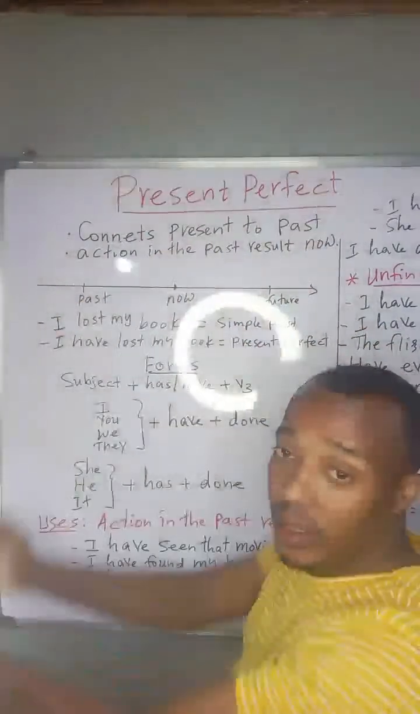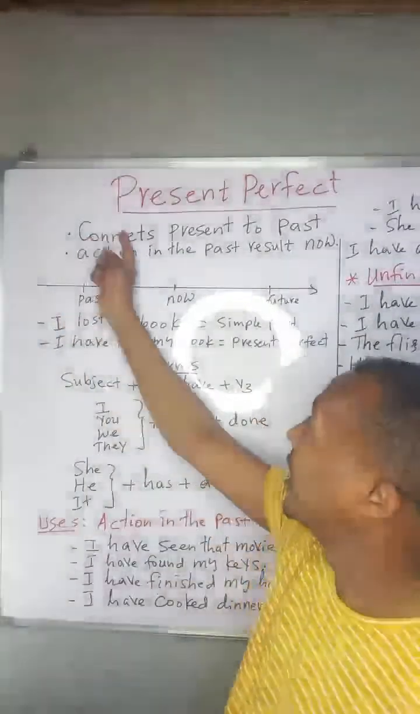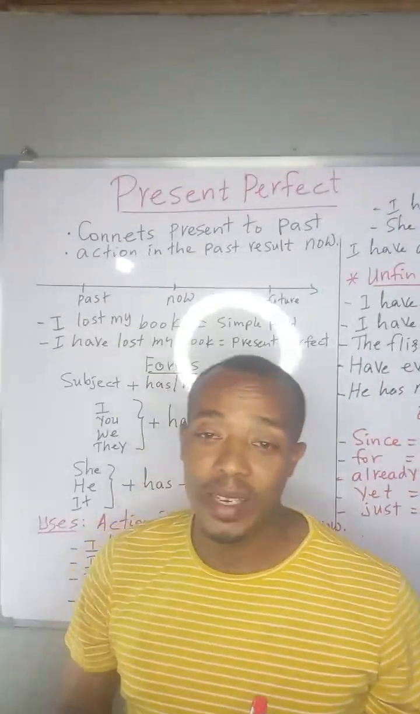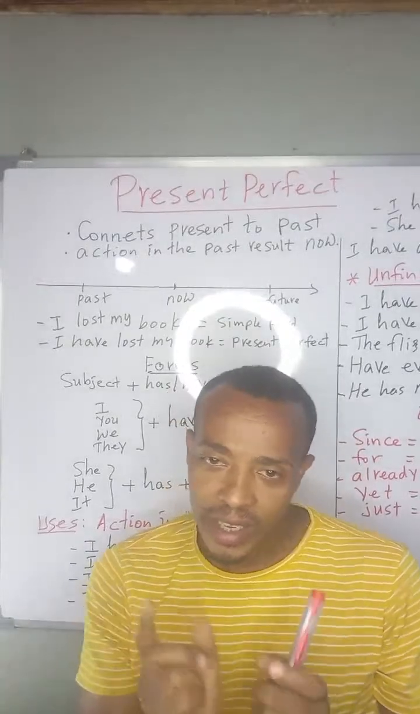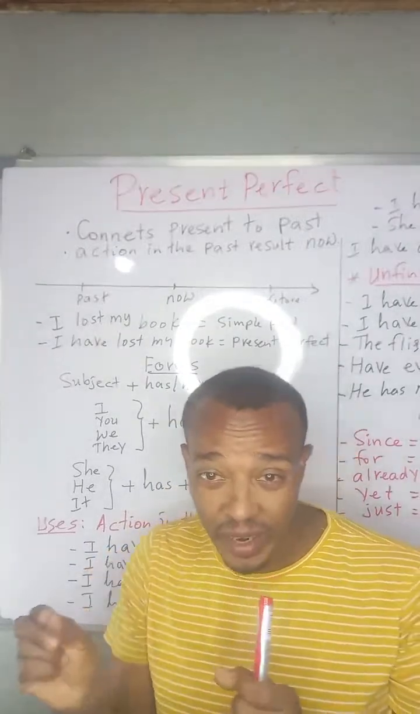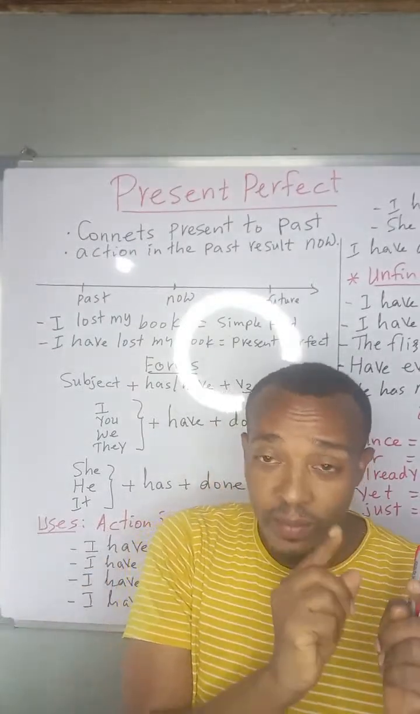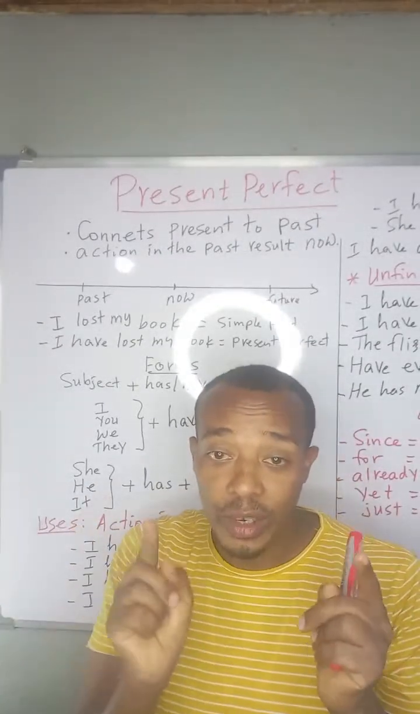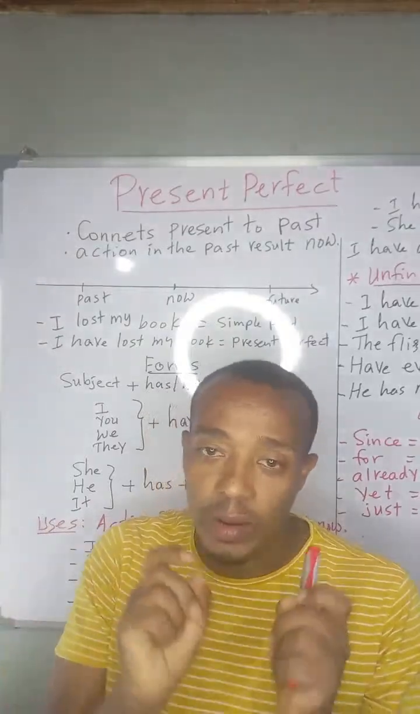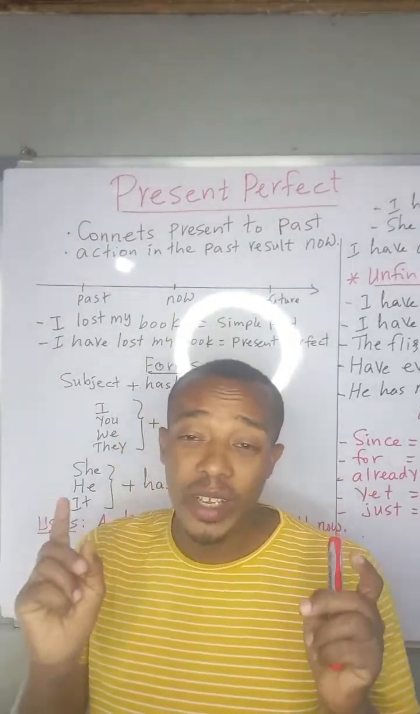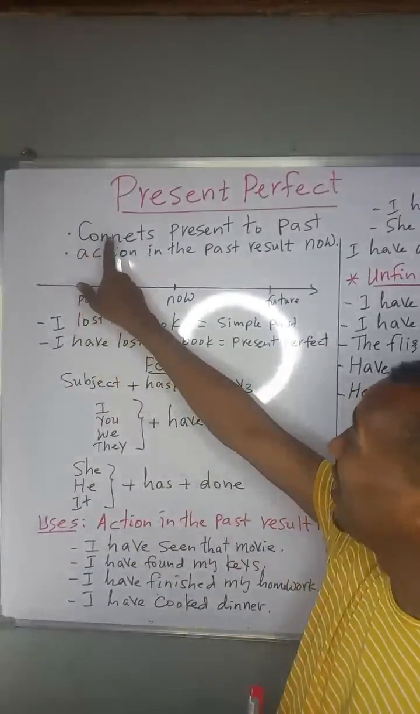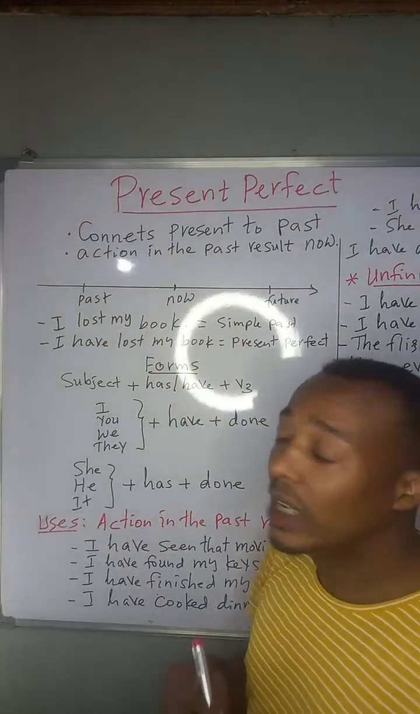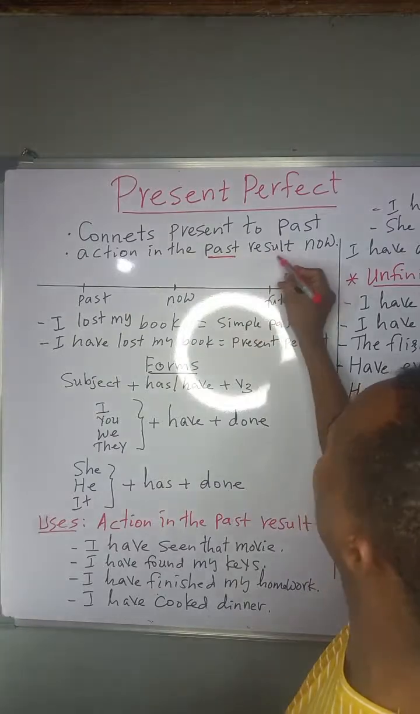When we say present perfect tense, it connects present to past. There is a connection between present and the past. Its name indicates that there is a present and the perfect. It connects past to present or present to past. So there is a relationship between past and present. As we have said earlier, present perfect tense is used for an action in the past with a result now.